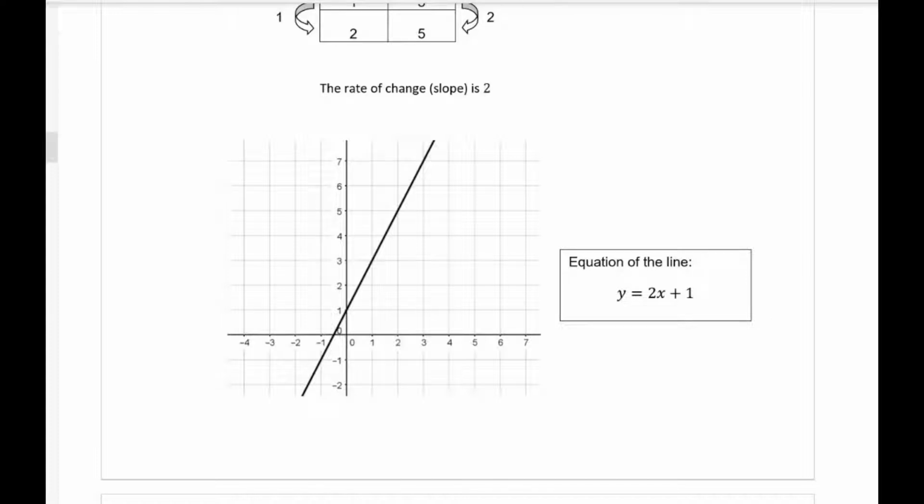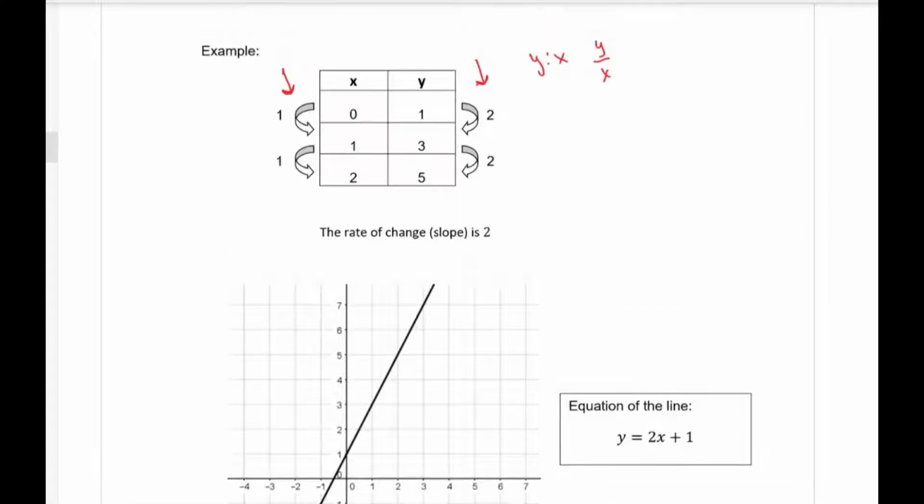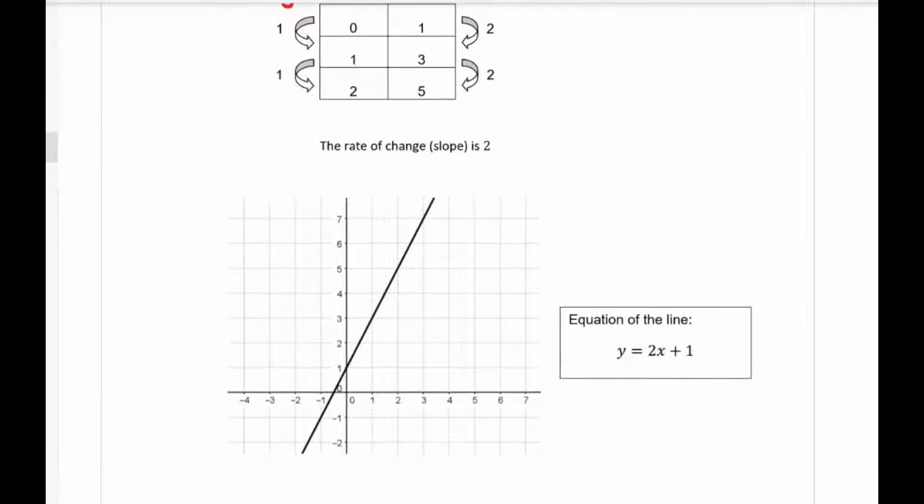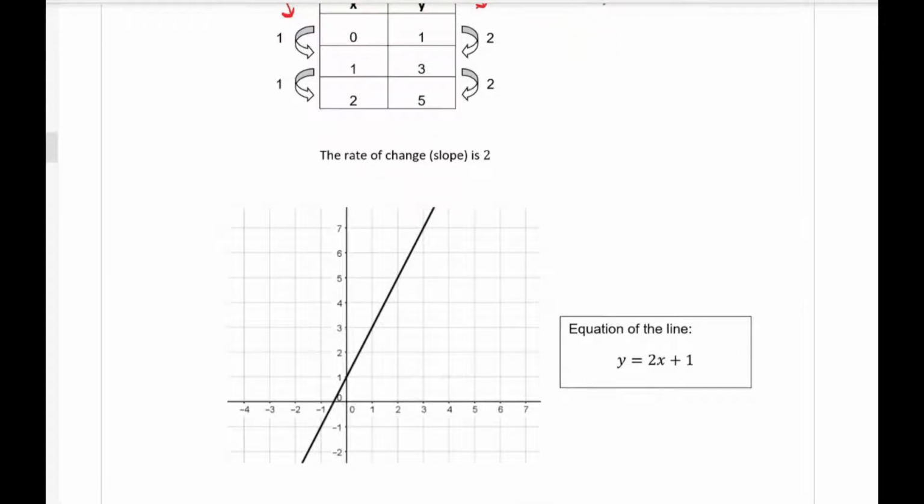Now this table that I have up here is the same as this graph down here. It shows the same relationship. On a graph, you can see that every time I go over 1 unit, I go up 2 units. I go over 1 and then up 2. So this has a rate of change of 2. And I can see that from the equation right here.